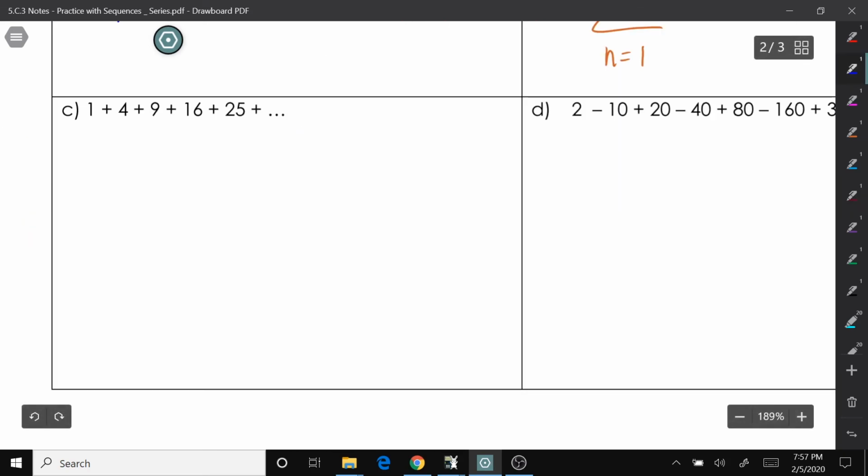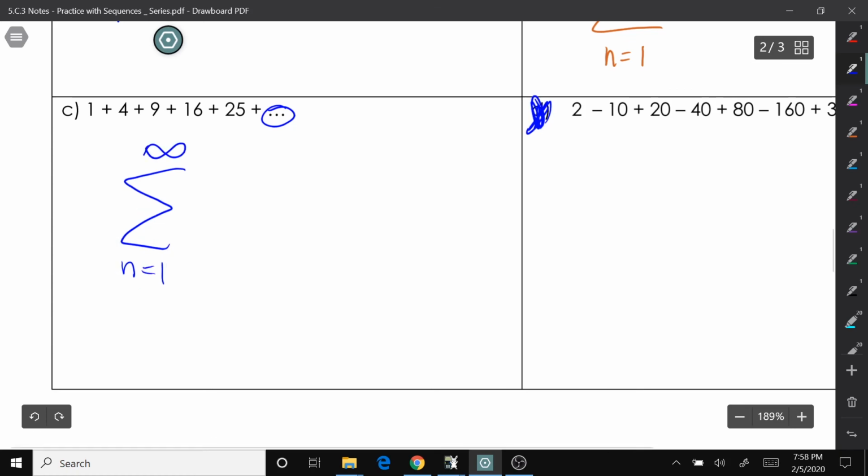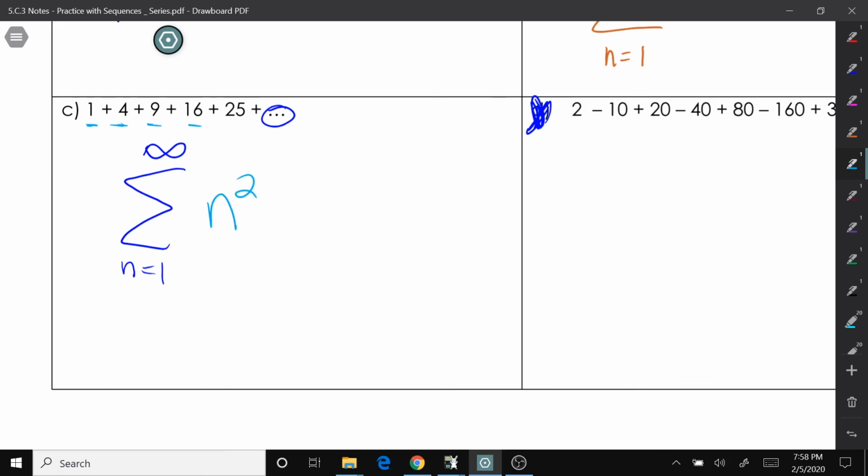Okay, the last one I want to do is letter C. We're not going to do D at all. The 3 dots at the end means that in our sigma notation, it's going to go to infinity. Now I'm looking at my values here, and I see 1, 4, 9, 16. Those numbers jump out to me as perfect squares. 1 squared is 1, 2 squared is 4, 3 squared is 9, and so on. So the function would just be n squared. And that would be it.